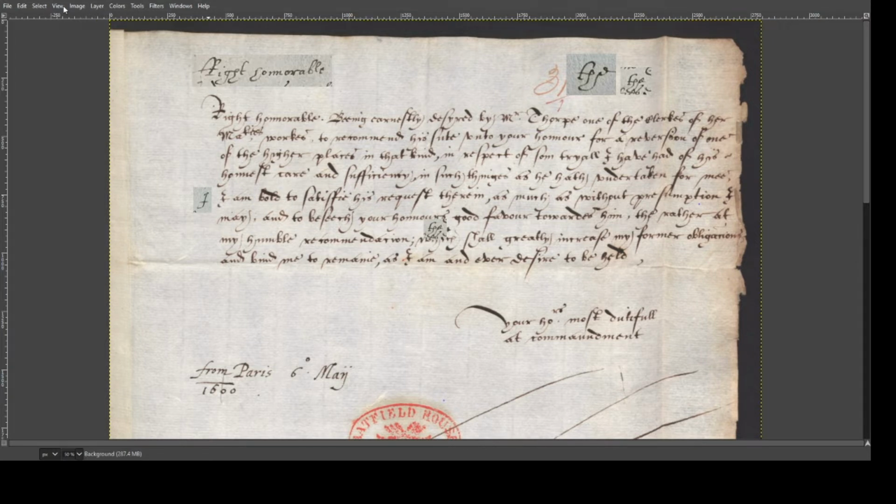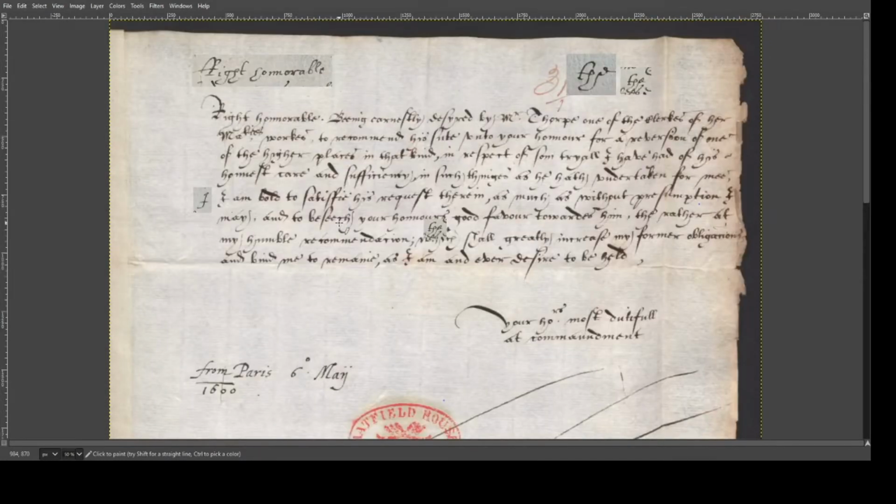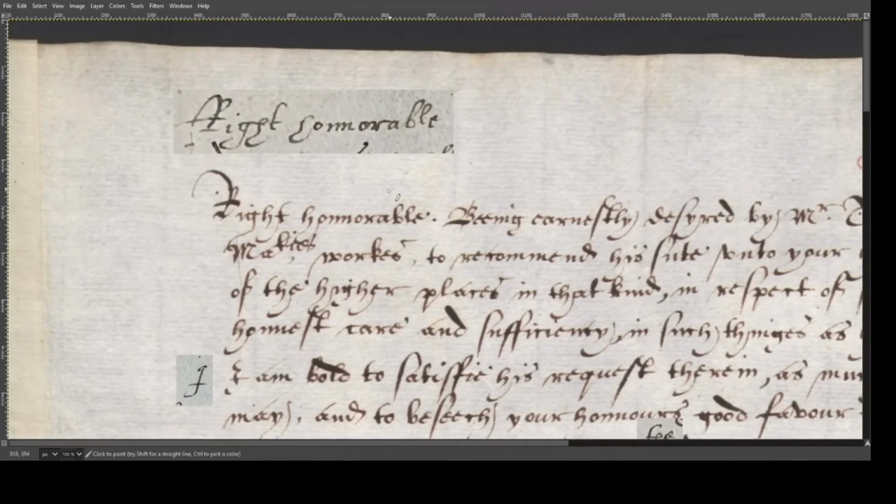Today we are going to learn to read secretary hand with Henry Neville. So we have this letter here from May 1600 when Neville was in Paris. He was ambassador to France. And we're going to go through this letter word by word and learn to read the secretary hand and discuss some of the features of his handwriting.